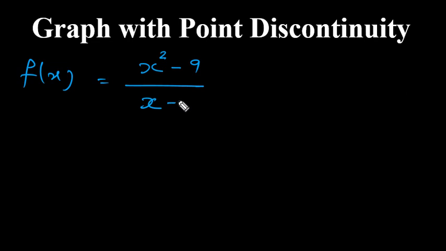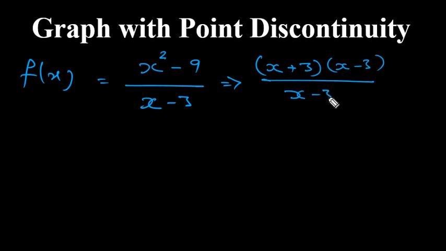The first question: f of x equals (x squared minus 9) over (x minus 3). First of all you need to factor this. Is there any common factor? Yes, there is. The factorization of x squared minus 9 gives you (x plus 3)(x minus 3) over (x minus 3).